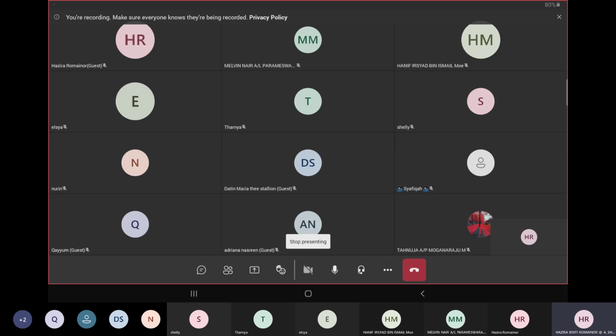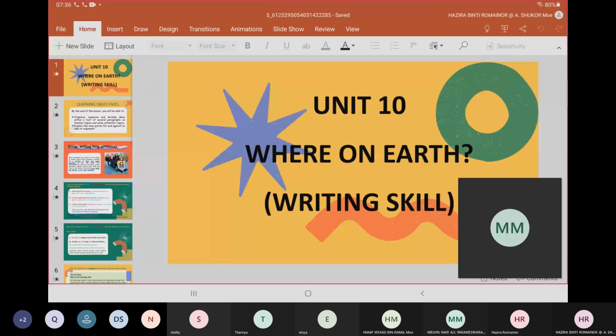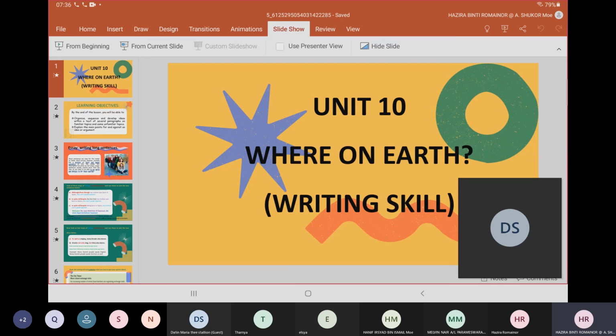Make sure you write it carefully. Okay. Maria, can you see the screen? Can. Alright, good. Teacher, tadi muka surat berapa? 130. Okay, thank you. Okay, wait, slideshow.